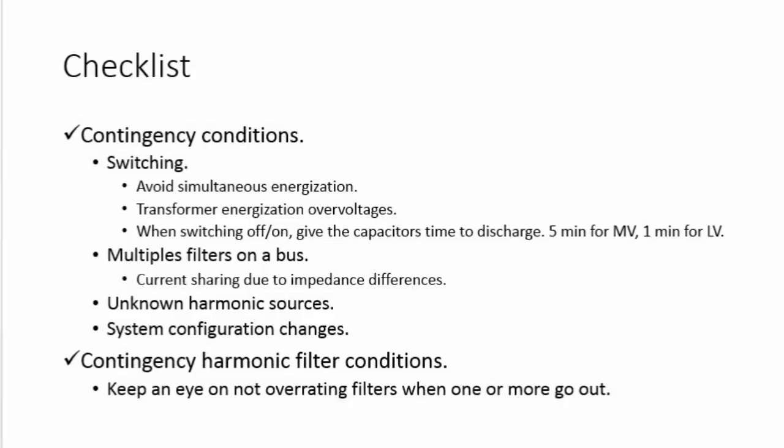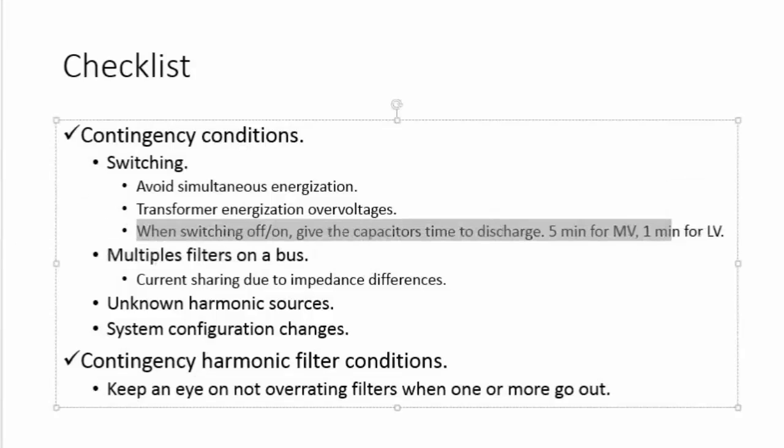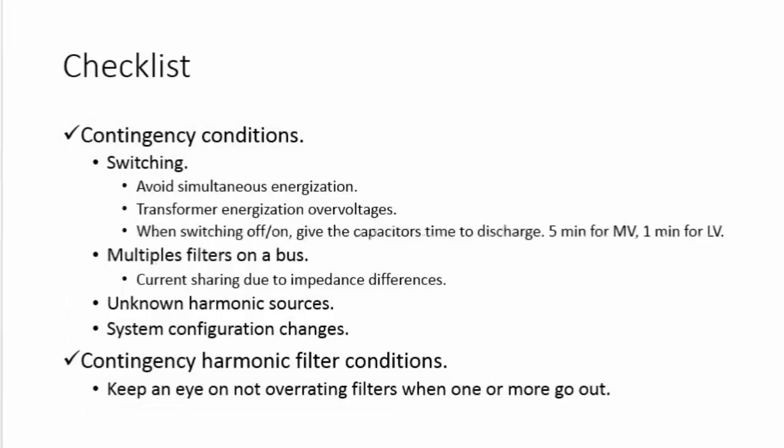Now, when a capacitor or a filter is switched on and off, we must give the capacitors time to discharge. This is also included in the IEEE standard for capacitors. When they are intended for low voltage use, they need to have a discharge medium, typically a resistance, that will get them to 50 volts in under a minute. And for medium voltage or high voltage, they need to be 5 minutes to get them under 50 volts.